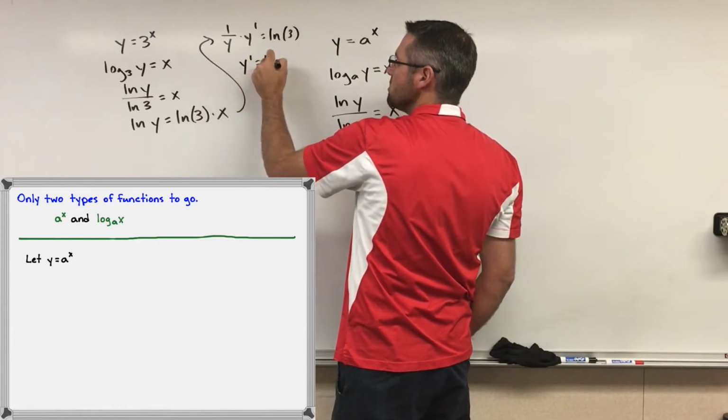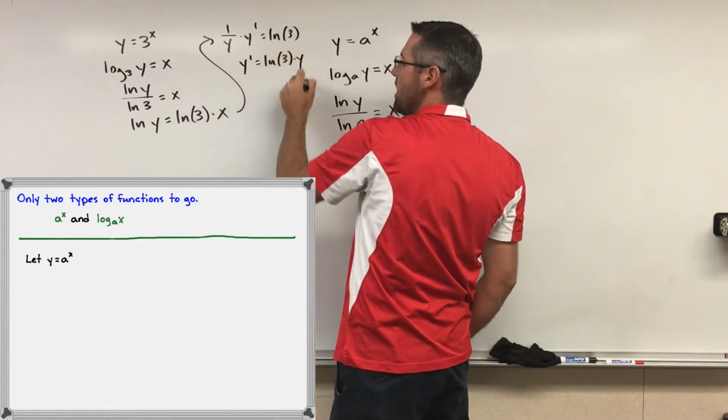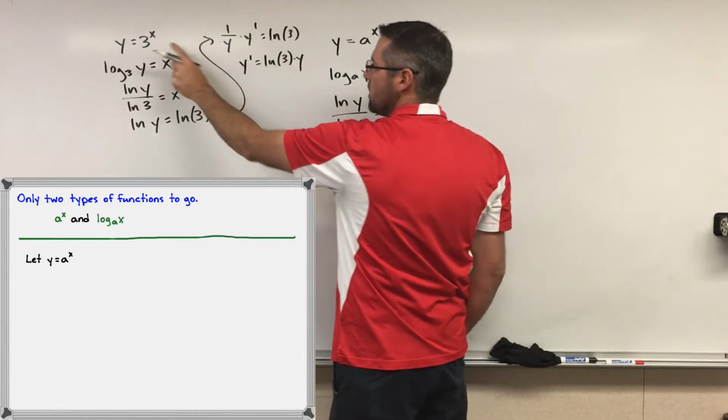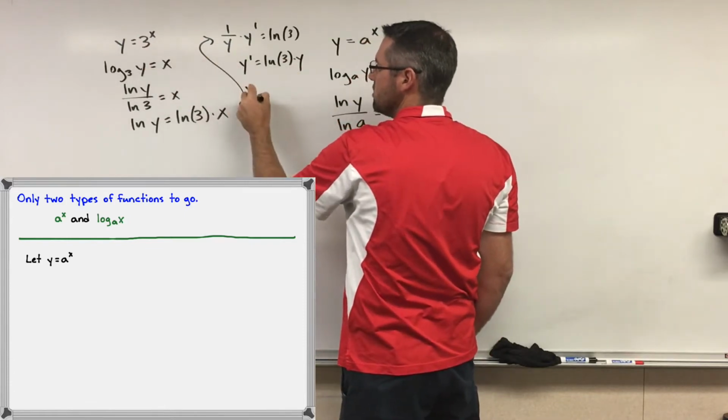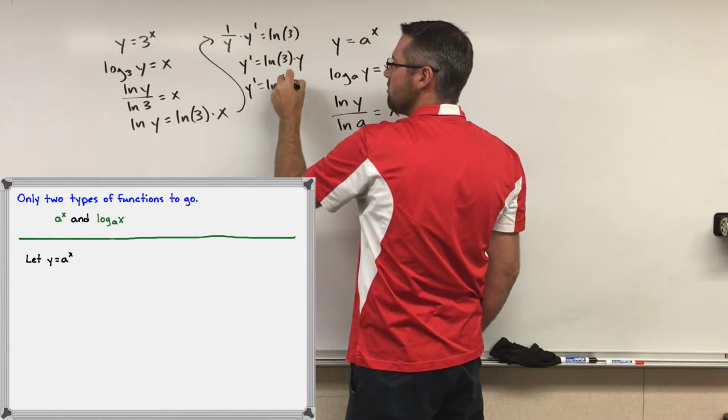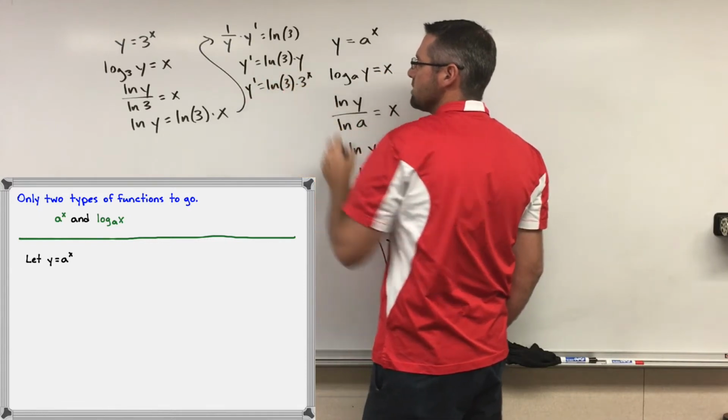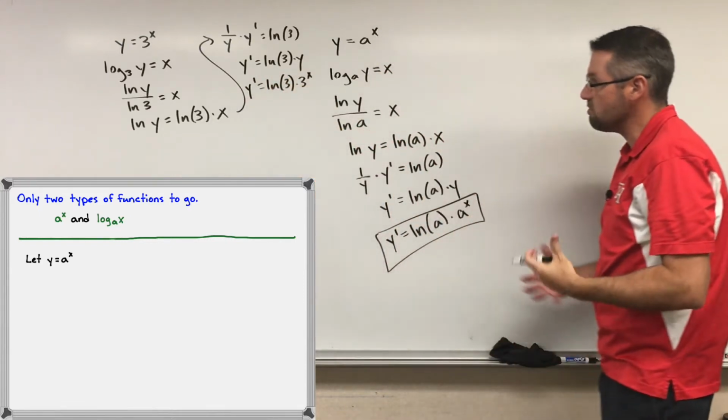So we got y prime equals natural log of 3 times y. And then we need to replace that y with what it's equivalent to, which is in the original. So y prime equals the natural log of 3 times 3 to the x. And so maybe we can start seeing some patterns here.